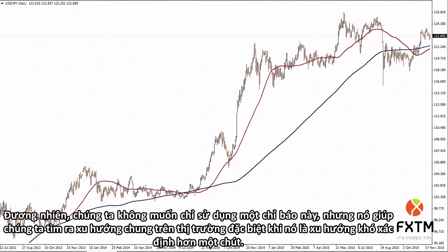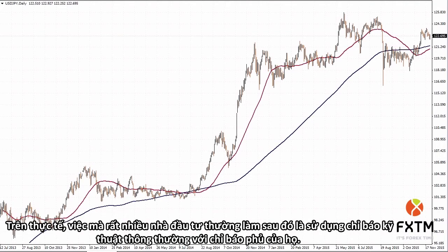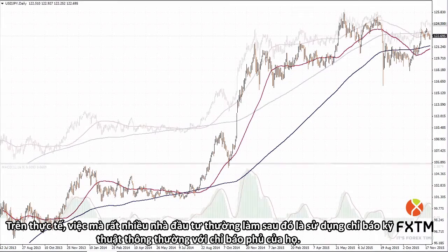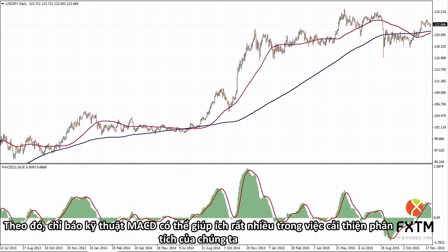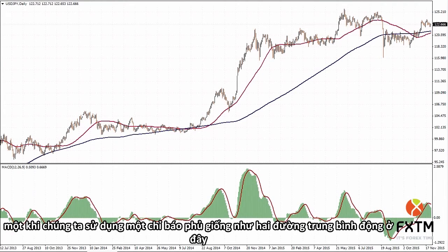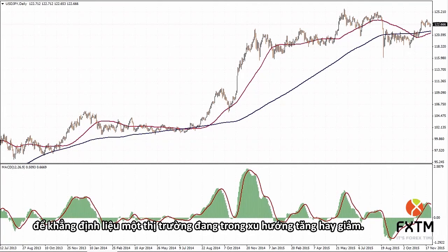Now, obviously, we wouldn't want to use this all by itself, but this can help us to address the general trend in the market, especially when it's a little bit more difficult to tell. And in fact, what a lot of investors will do is that they will then apply a regular technical indicator with their overlays. So the MACD technical indicator can do a lot to supplement our analysis once we're using an overlay like our two moving averages here to decide whether or not the market is in a bullish or a bearish trend.